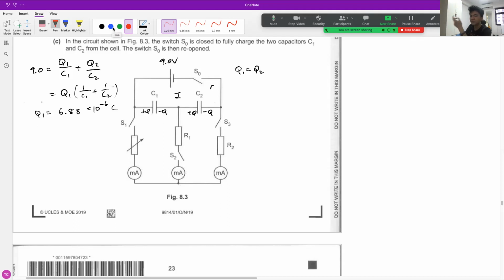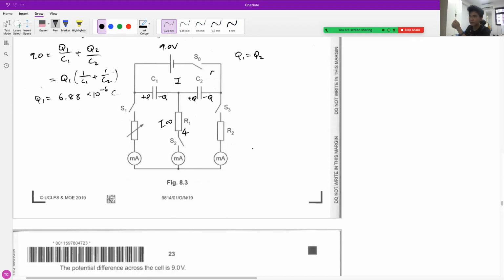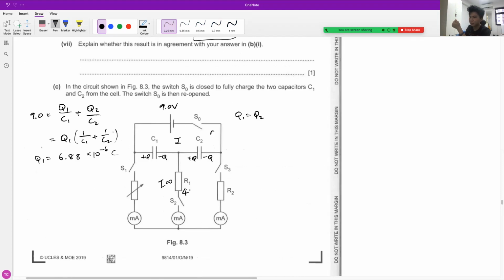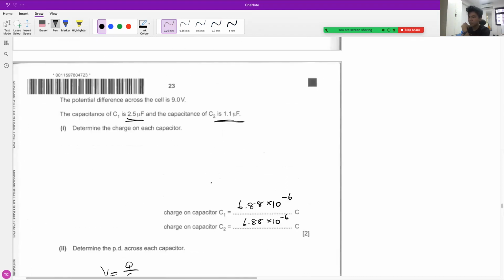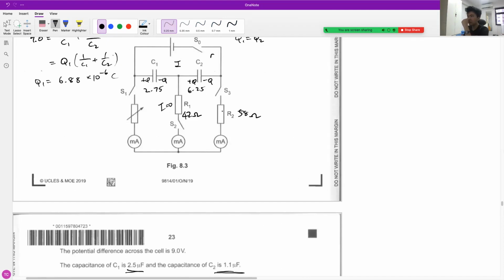If there's no current through R1, let's go ahead and label the resistances first. Over here we have 42 ohms and this is 58 ohms. And on the PDs you have 2.75 and 6.25. So that's the ratio of the PDs.